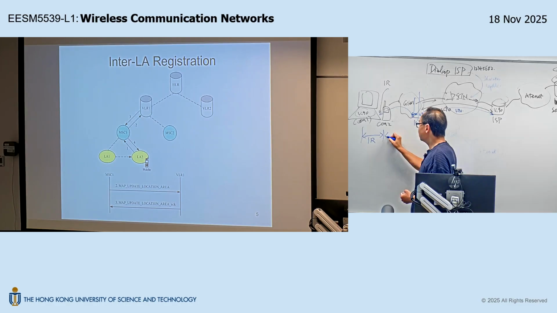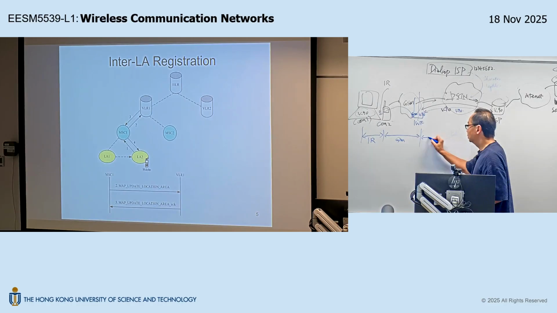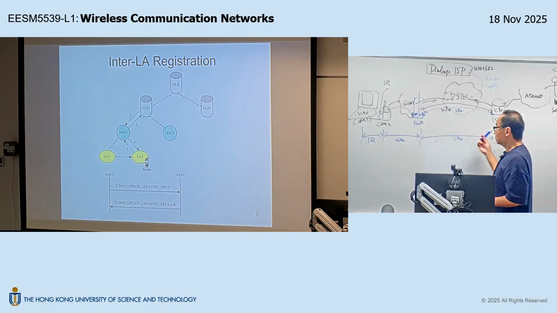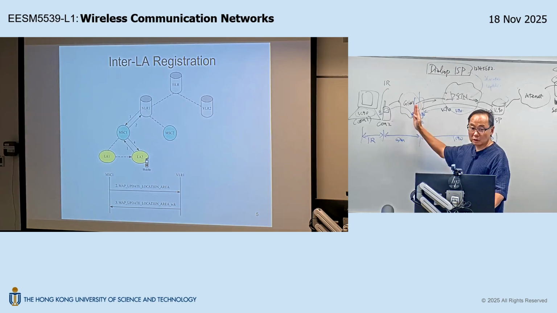So step 2, the mobile switching center will issue a database transaction. Step number 2 is a database update transaction. The mobile record is here, before and after the change. The mobile record is always here. In the update record, the mobile switching center will supply the TMSI. The TMSI is used as a database key to identify the record for this mobile, right?